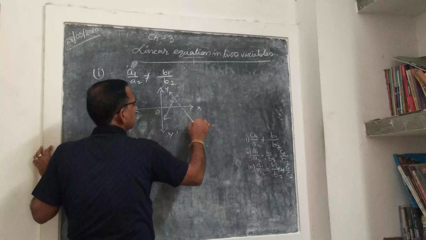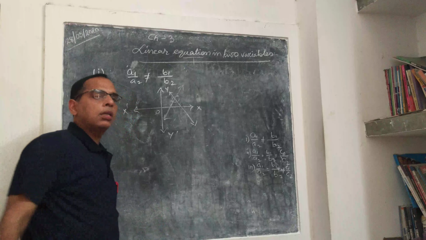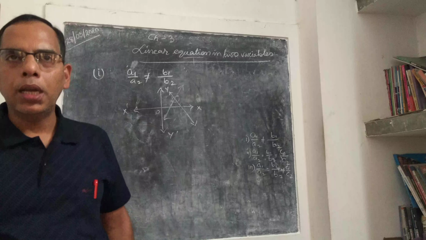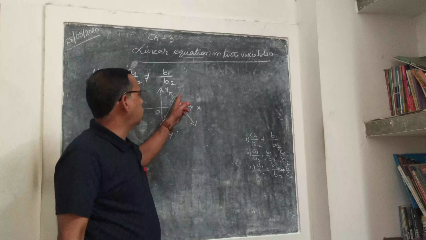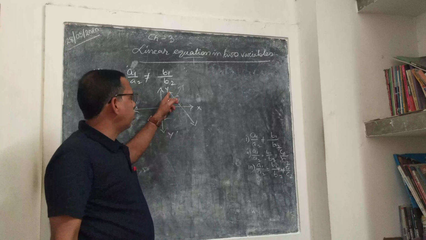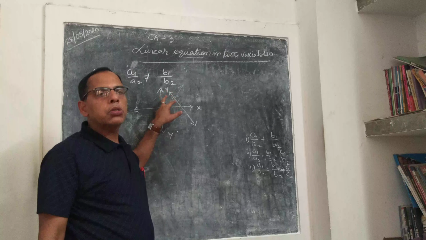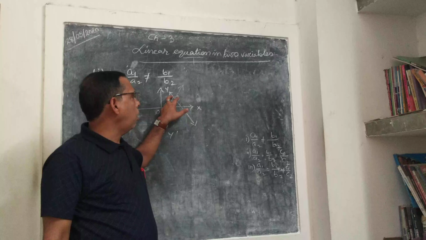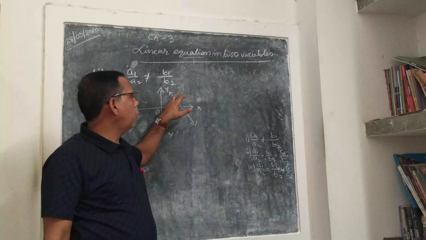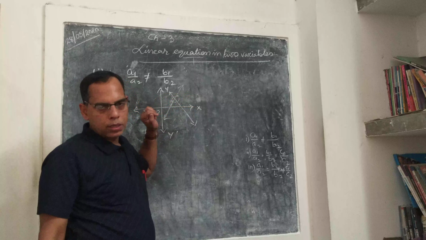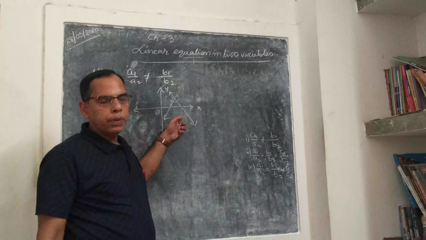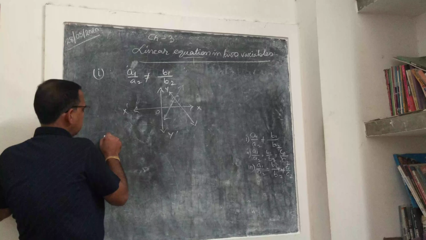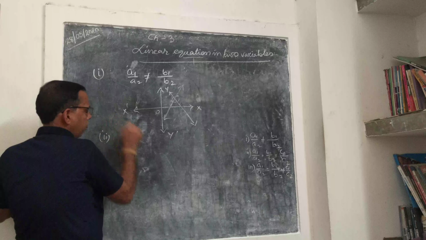So this is unique solution, meaning intersecting lines, point of intersection. Suppose this is the first equation, this will be the second equation, and because these are straight line equations, when we draw them, both the lines will intersect at one point. So this is the representation of the unique solution. Now let's see the representation of the second condition.